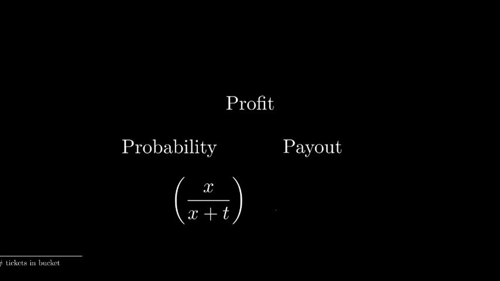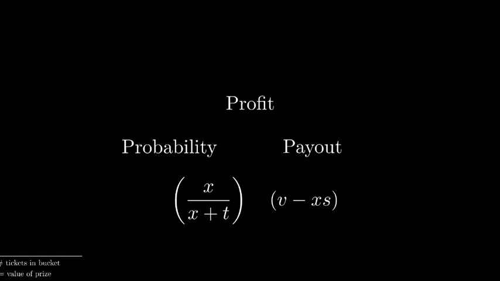Payout is how much you make if you win. So if you can estimate the value of the prize, we'll call this V. This is sometimes hard to do, especially if it's a basket. But from the value, we need to subtract how much we spent on tickets. This is the cost per ticket, S, times the number of tickets we bought, X.